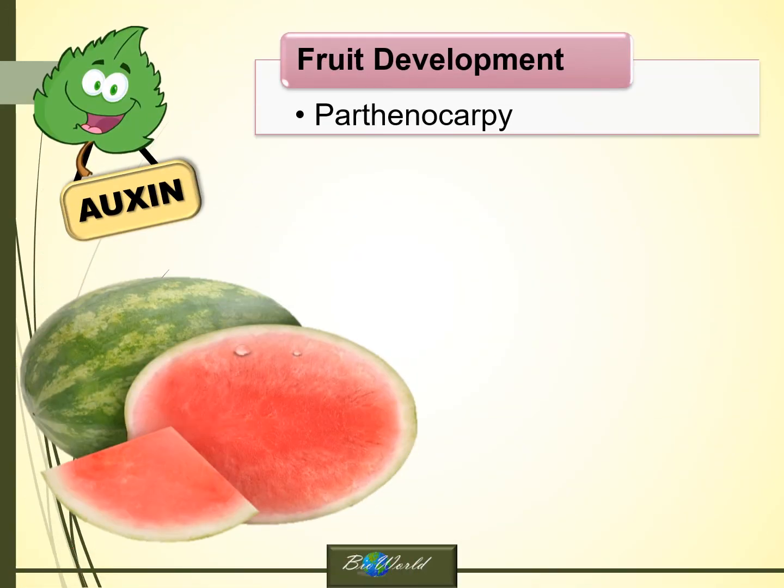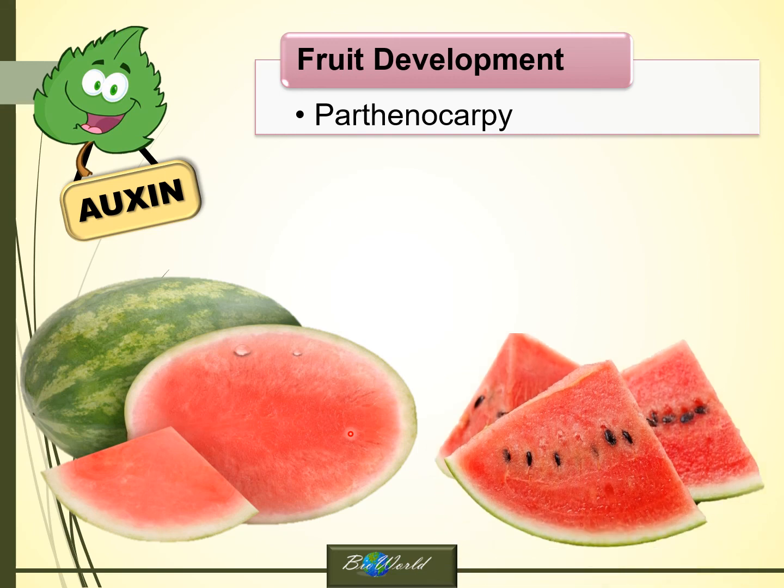The final role of auxin, that is in fruit development through a process known as parthenocarpy. Parthenocarpy is the production of seedless fruits. I'm sure eating watermelon like this is something very common for you. But when I was growing up long ago, these are the types of watermelon that I ate. Watermelons that have seeds. This is the natural watermelon.